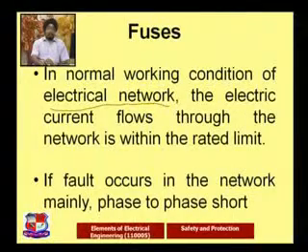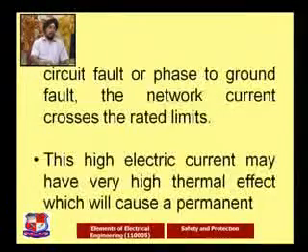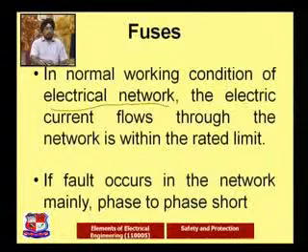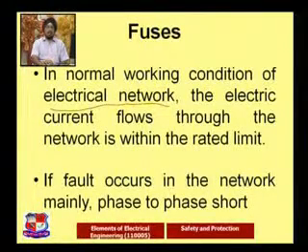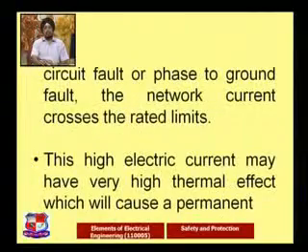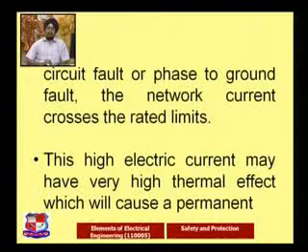Now when it is not going to flow within the rated limit, excessive parameters are going to increase. That happens due to problems which mainly include the line to line fault, phase to phase short circuit condition, or line to ground fault, that is the phase to ground fault, and the network current crosses the rated limit. Now the limit has increased, a fault condition is there, an abnormal condition is there.